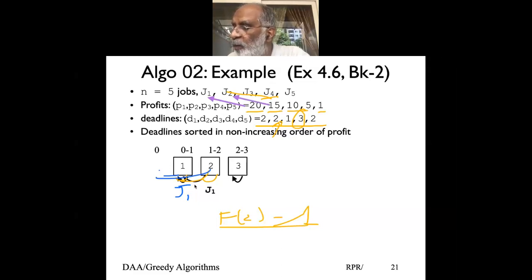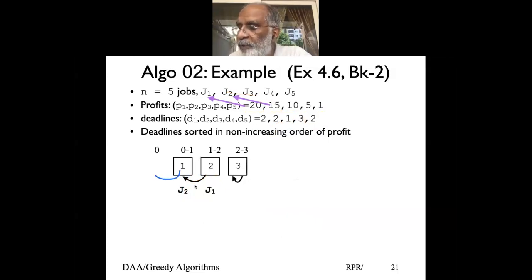So the slot of 1 becomes F of 1 becomes 0. And since we are not looking at 2, we're changing only that one. Now we look at job 3 with a deadline of 1. Deadline of 1 says point to 0, which means it cannot be scheduled. So we cannot schedule job J3.